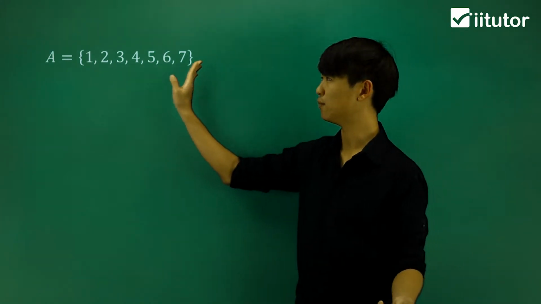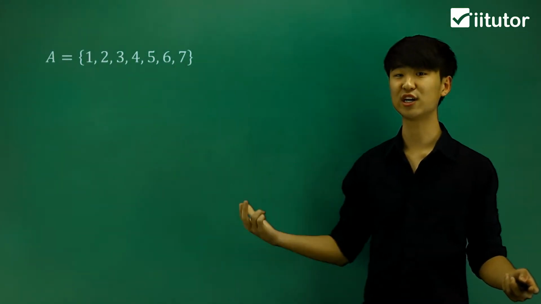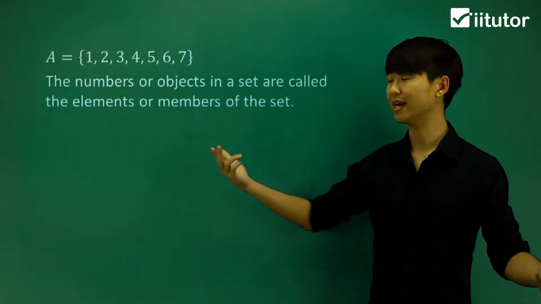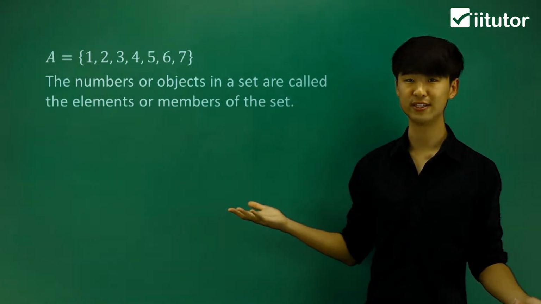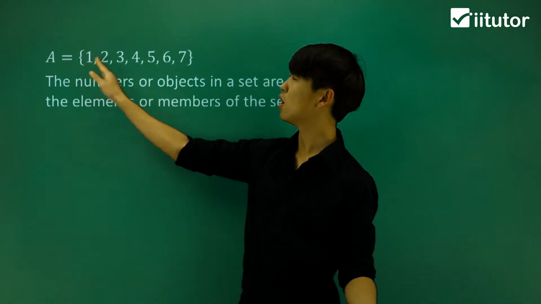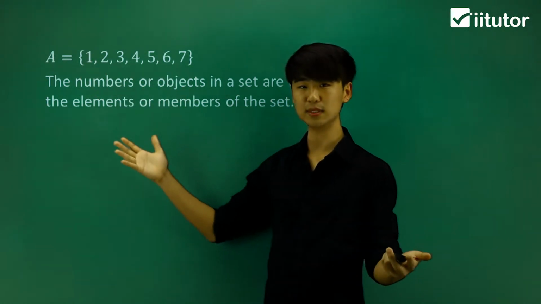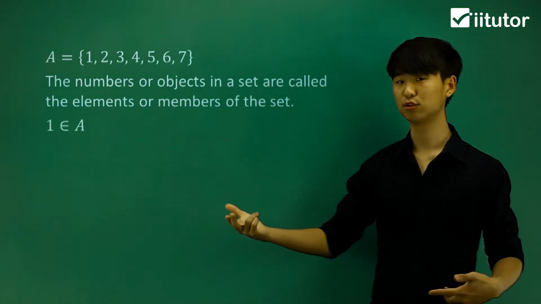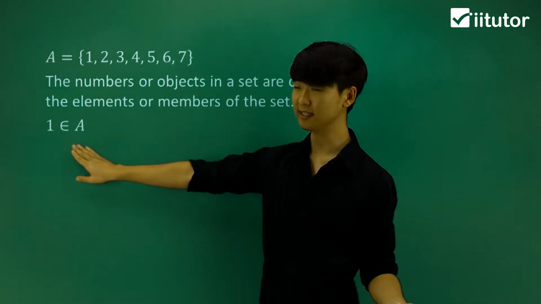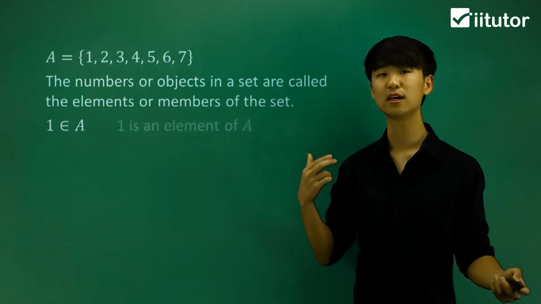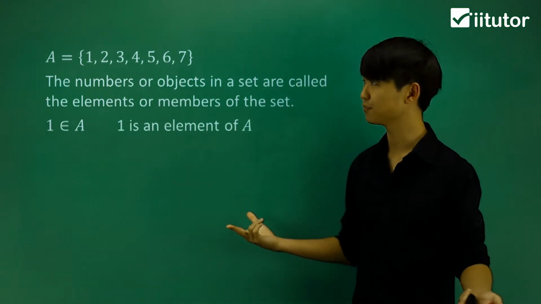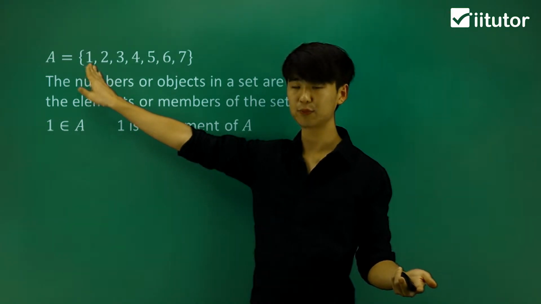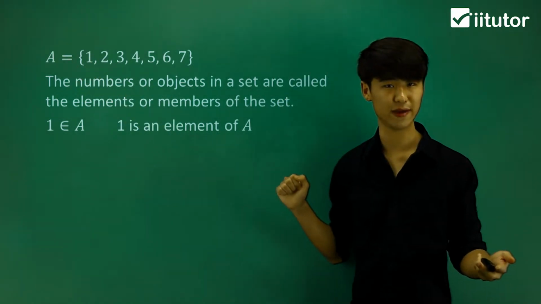Now what about the stuff contained inside a set? The numbers or the objects in a set are called the elements or members of the set. So these numbers 1 through 7 are the elements of set A. When we're given a representation like this, what it means is 1 is an element of A. We can see in our set A we have the element 1, so 1 is an element of A.